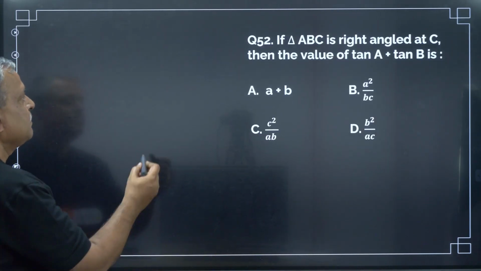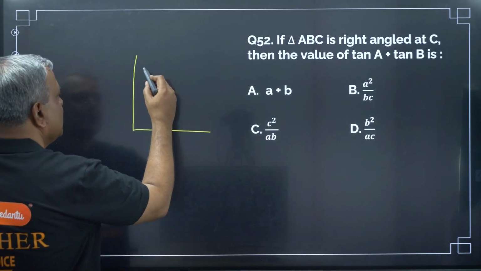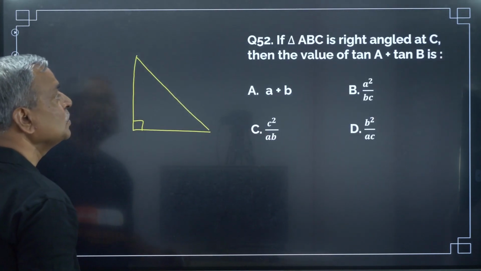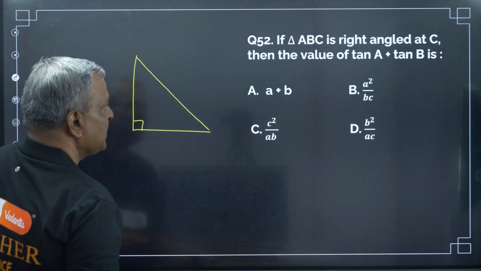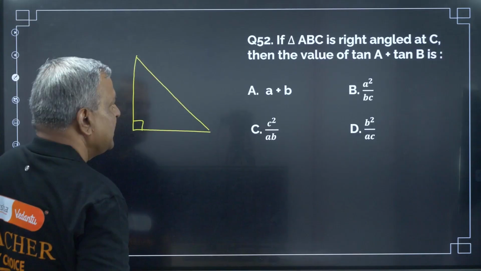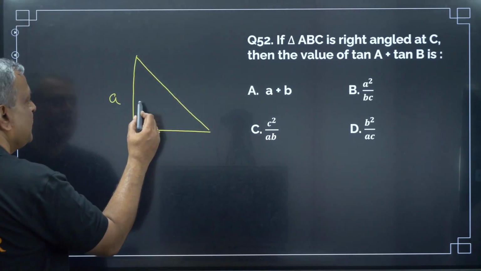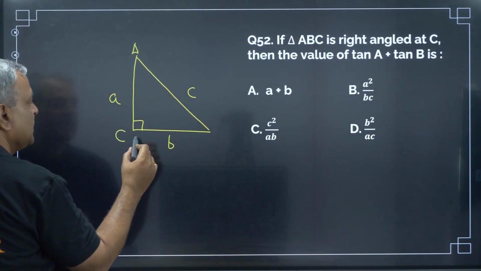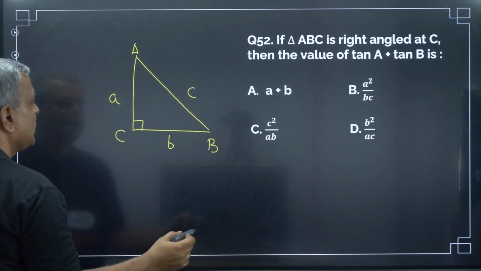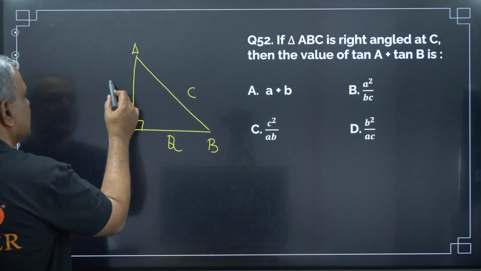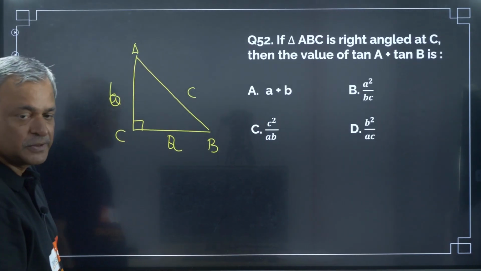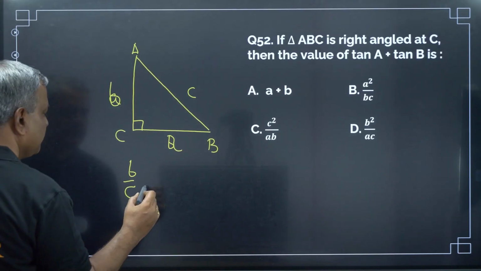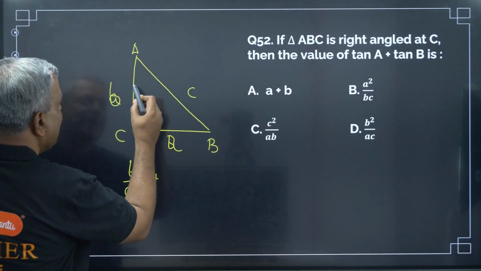Question 52, triangle. This is a 10th class problem. Tan A is given to you, angle C is given, triangle ABC is a right angle triangle at C, then find the value of tan A and tan B. So this is A, this is B, this is C. Opposite to A is this, this will be B, and opposite this is C. So according to tan A, what is tan A?